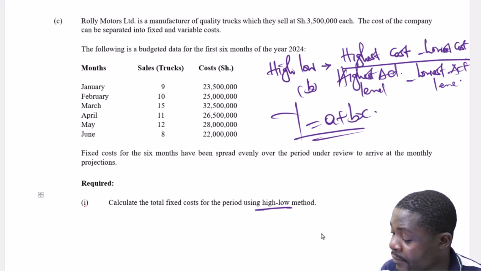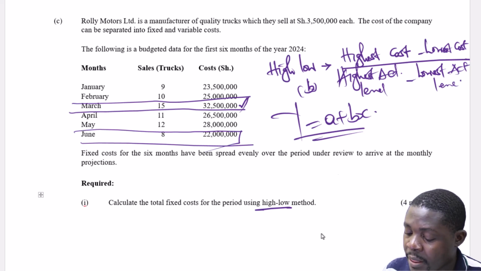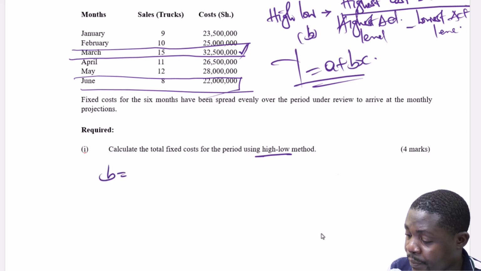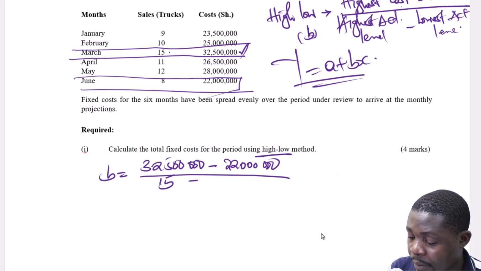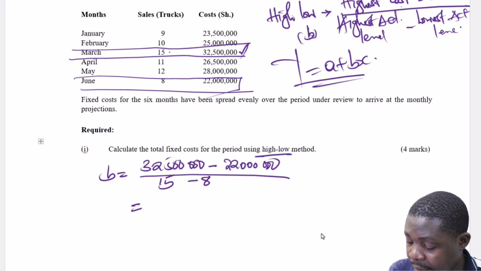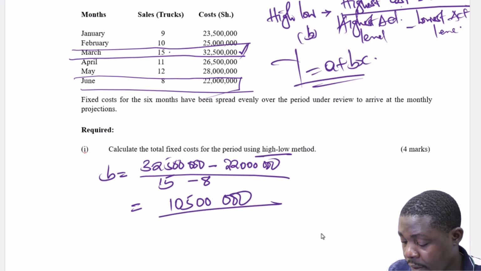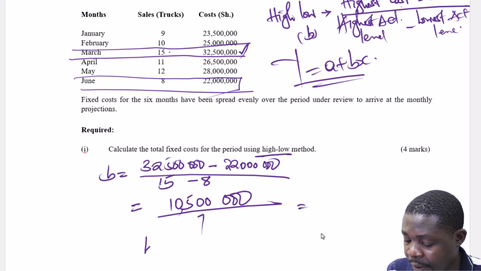Now, in this case, let's identify the highest cost. Look where the highest cost I'm seeing. That is the month of March. And the lowest cost should be 22,000. That is the month of June. Now therefore we get B is going to be the highest cost, which is 32,500,000. We minus 22 million. Everything we are taking 15 minus 8. $32,500 minus 22 million, we get 10,500. We divide by 15 minus 8, we get 7. Now the answer we are dividing by 7, you are going to get B as 15.